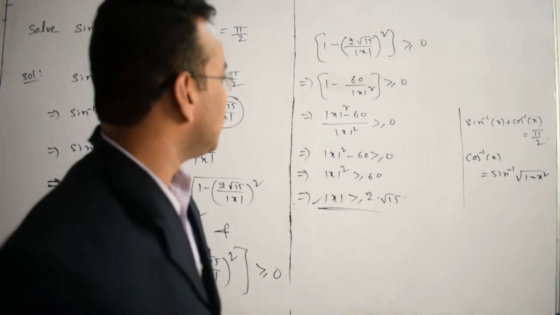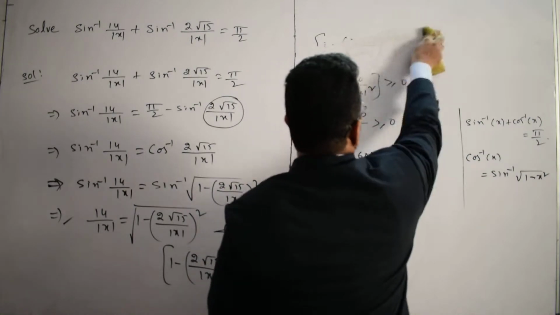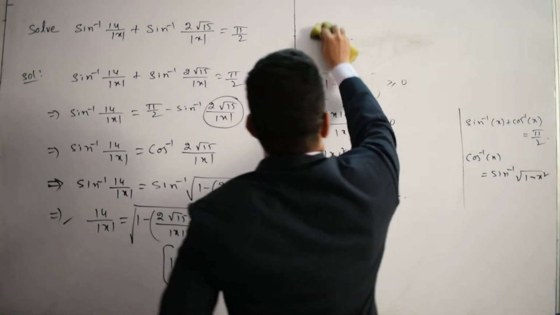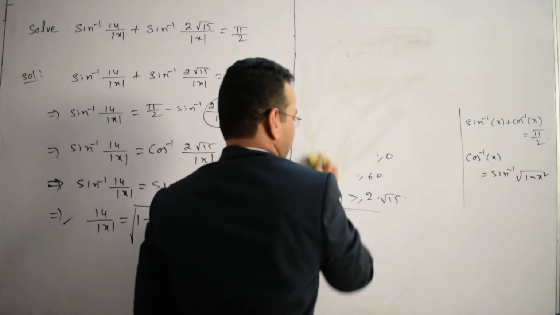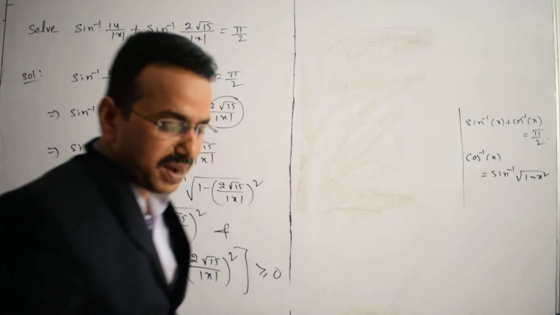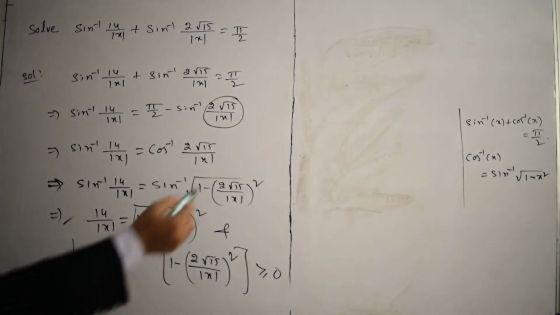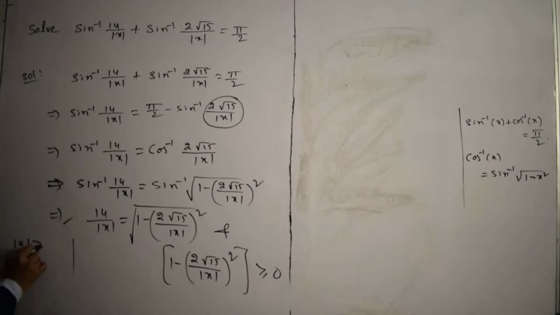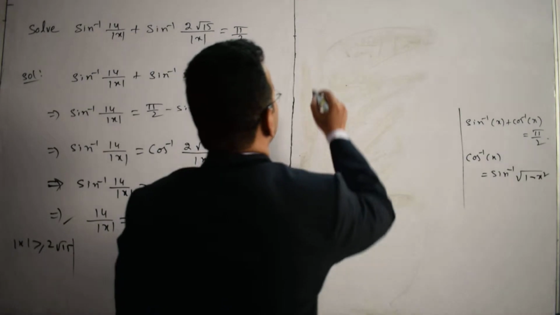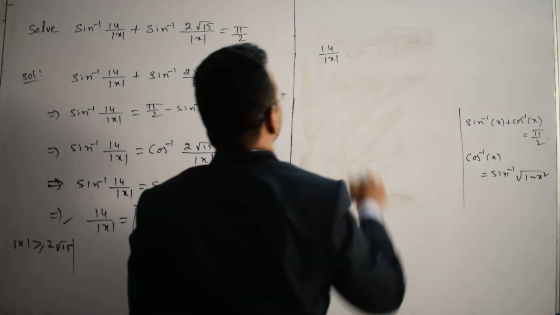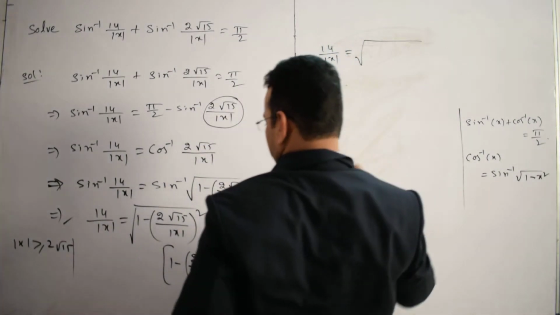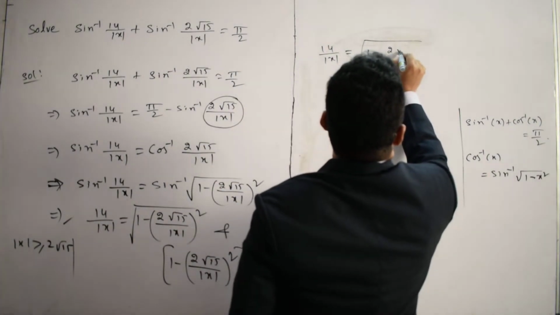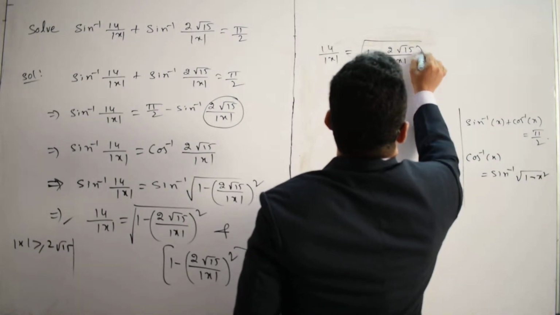In the next step we will solve the mod x. Keep in mind, at the same time I am writing here, mod x should be greater than or equal to 2 root 15. So in the next step, you take 14 by mod x equals square root of 1 minus (2 root 15 by mod x) whole square.